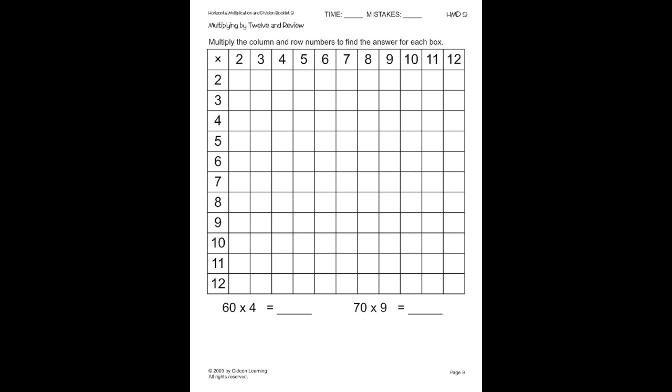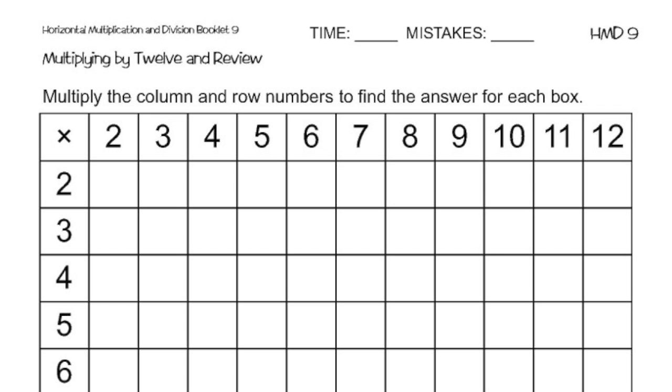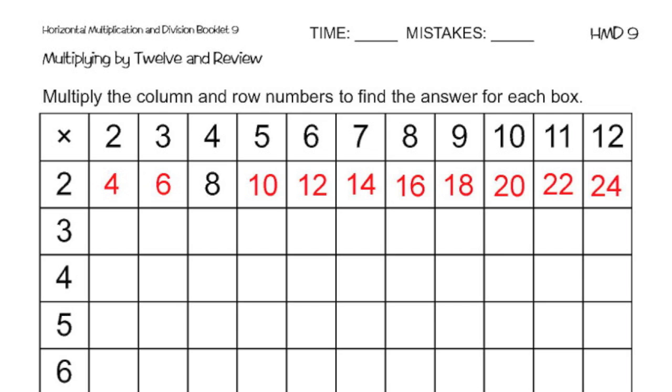Moving on to page number 9, multiply the column and row numbers to find the answers for each box. So if I start with the 2 on the left and the 2 up top, what is 2 times 2? It is 4. Then you just basically keep going across. So 2 times 3, that's going to be 6, then 8, 10, 12, 14, 16, all the way over till you get to 24.